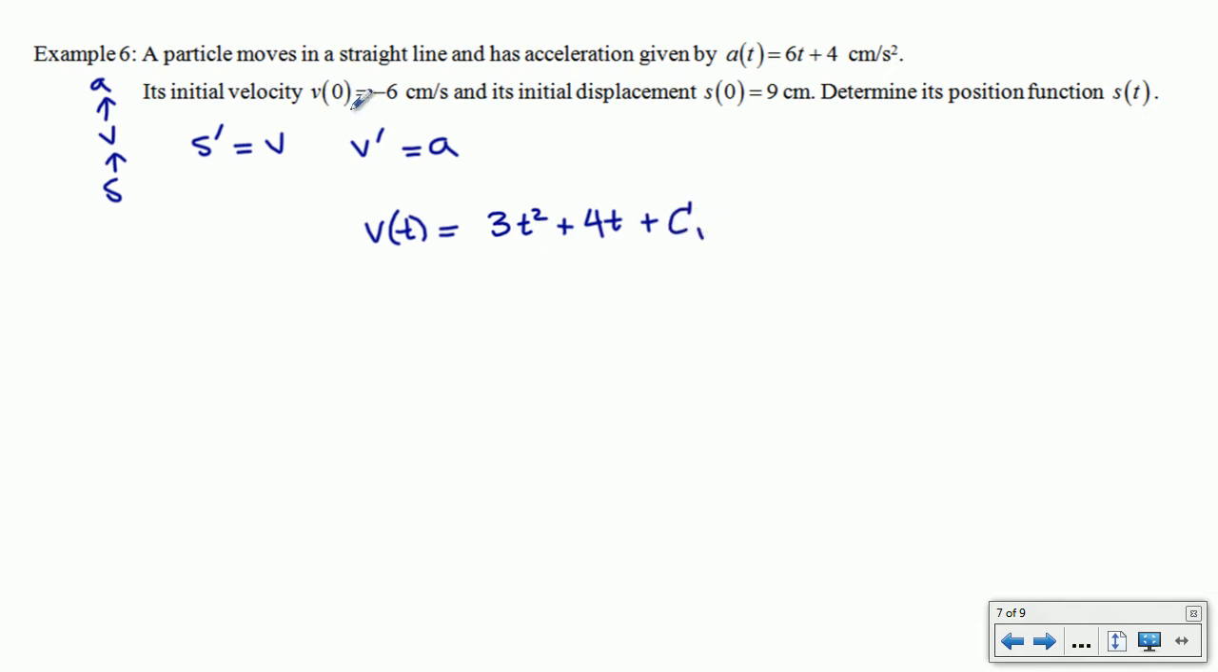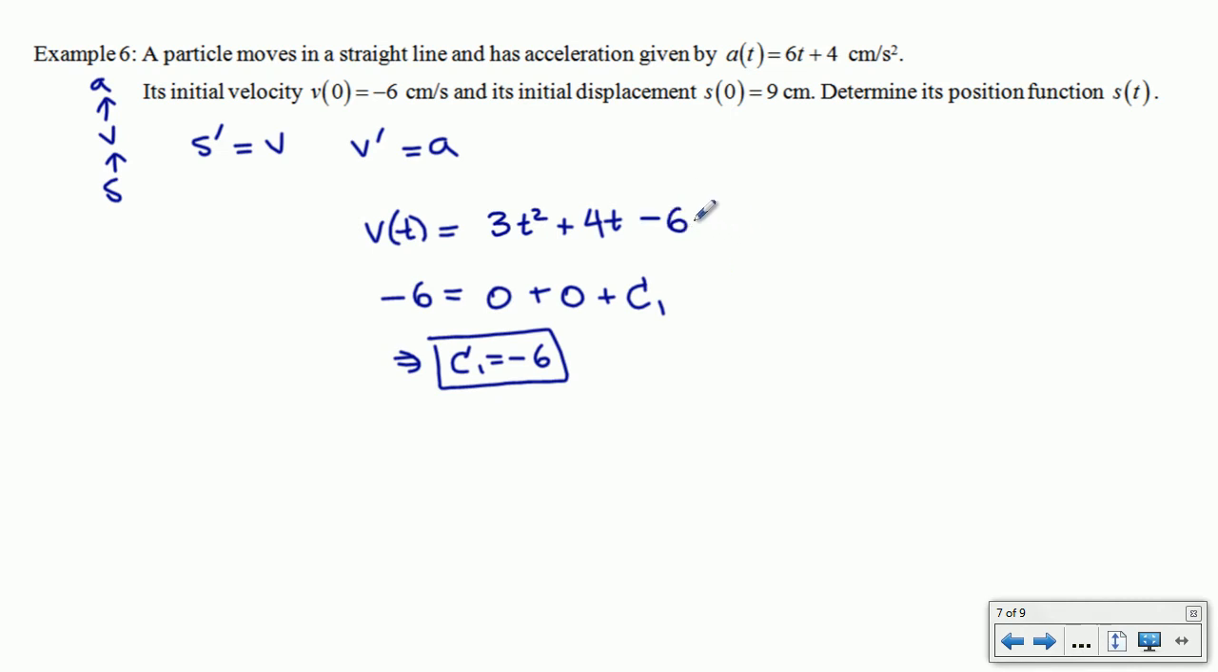Now we know the initial velocity at time 0 is -6. So if I put 0 in for these times, the velocity would be -6. So let's do that. -6 equals 3 times 0, which is 0, plus 4 times 0, which is also 0, plus c1. So that was easy. c1 is -6. So we can replace this c1 with a -6, like that.